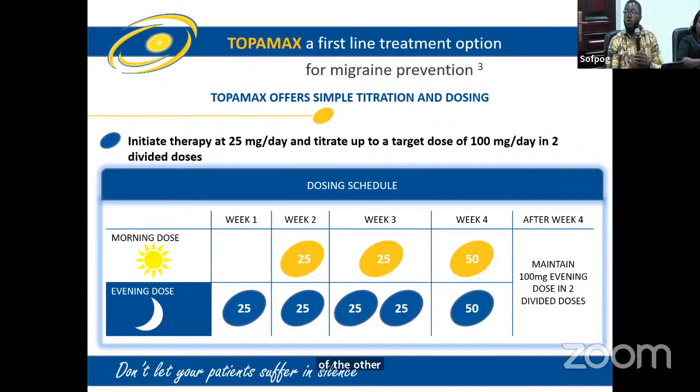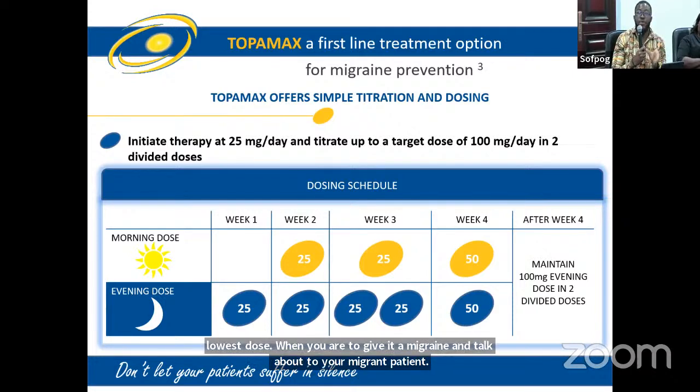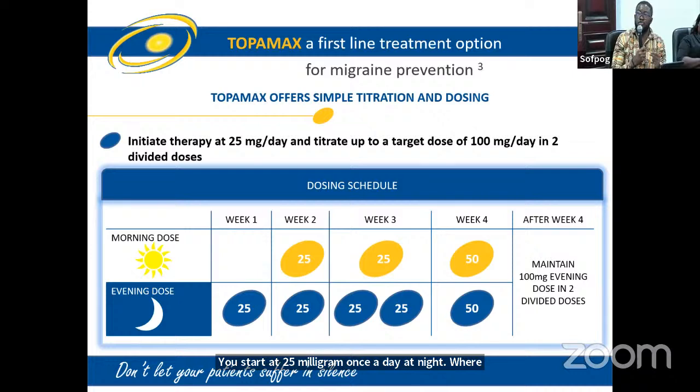So with the dosing, I think that is where we like to communicate more. For migraine prophylaxis, you start from the lowest dose. When you are giving Topamax to your migraine patients, you start at 25 milligram once a day at night for a whole week, and then you titrate up to a targeted dose of 100 milligram daily in 2 divided doses. So this is how it goes.